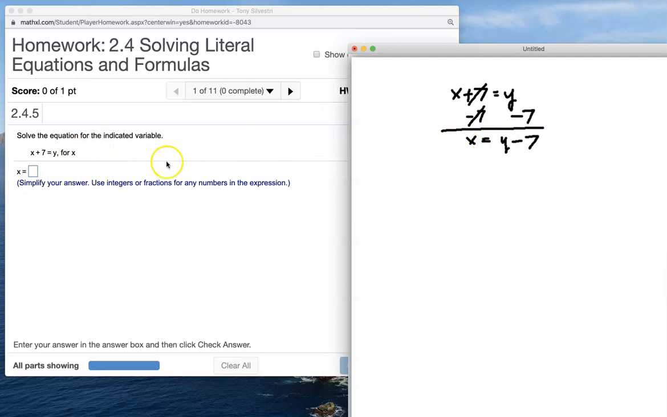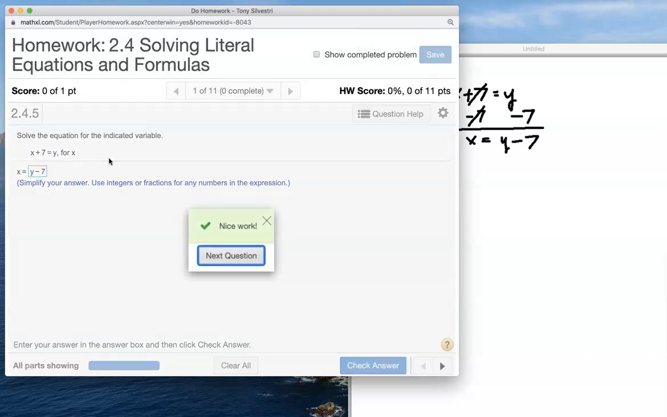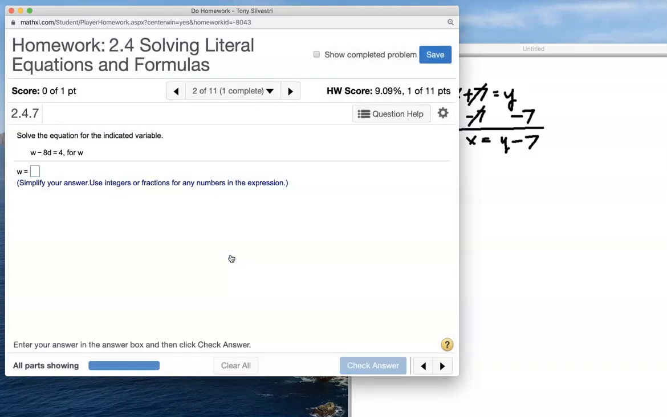Now, when you enter this, don't type in x equals y minus 7 because they already gave us an x equals. Just type in y minus 7. Hit enter. Nice work. Let's go on to the next one.